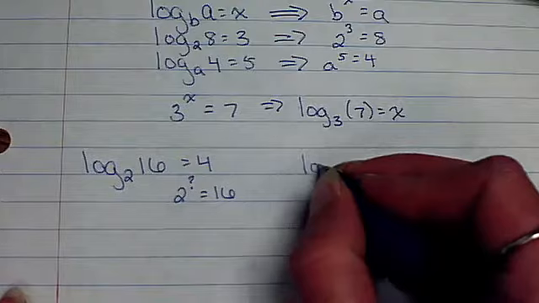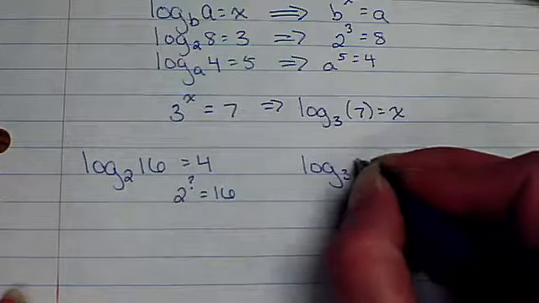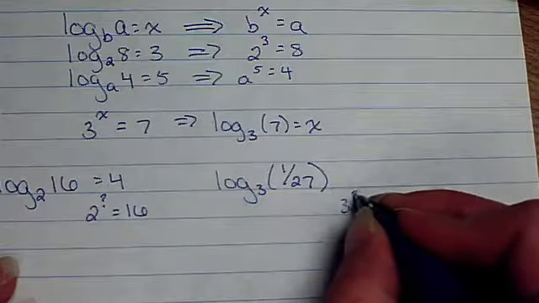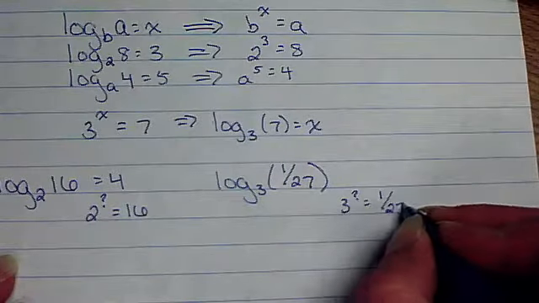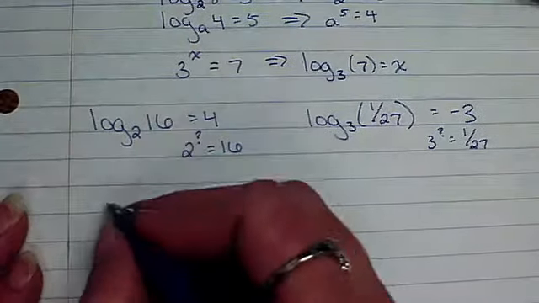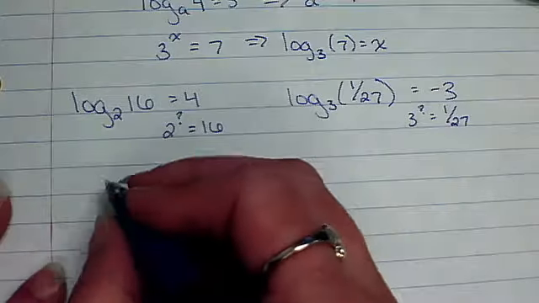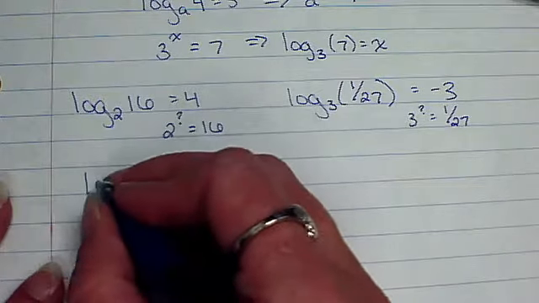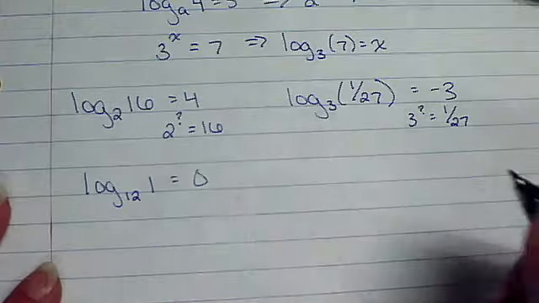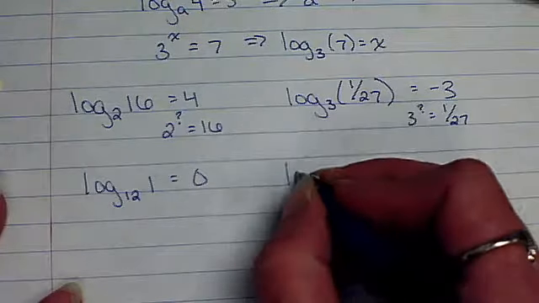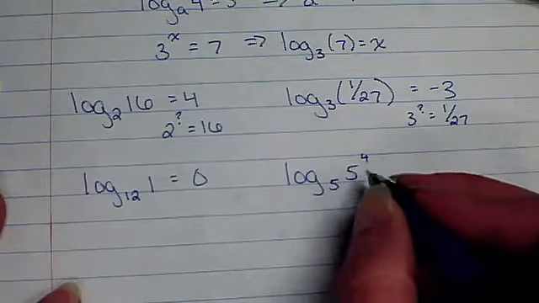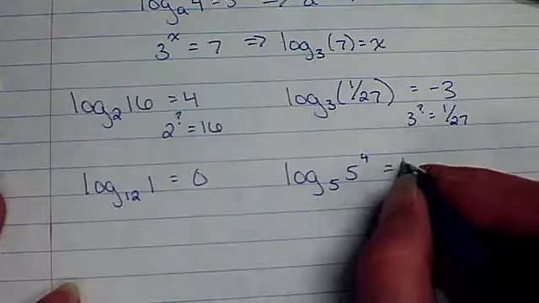What about log base 3 of 1 over 27? 3 to what power gives me 1 over 27? That's negative 3. Your answer is always the exponent in question. Log base 12 of 1. 0. Log base 5 of 5 to the 4th. 5 to what power gives me 5 to the 4th?